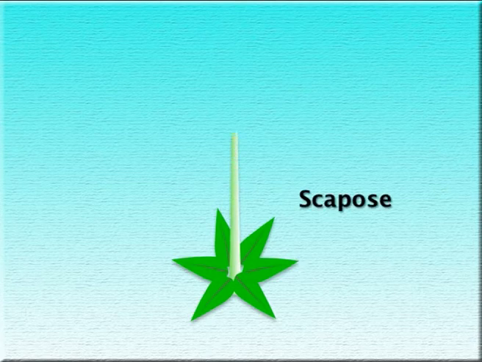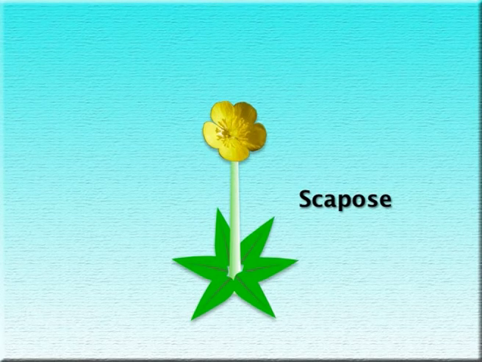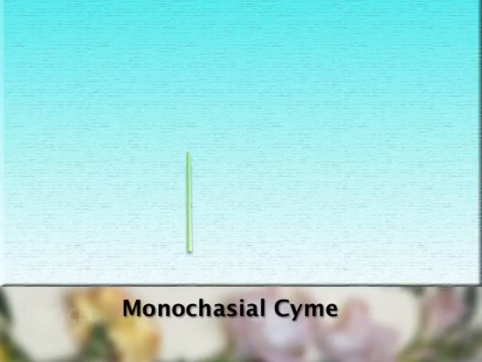In some cases, one or more flowers arise on a leafless peduncle, also called a scape, usually from a basal rosette. Such an inflorescence is termed as scapose. Such type of inflorescence can be seen in tulips. The second type of cymose inflorescence is the uniparous or monochasial cyme, in which the main axis terminates in a flower.